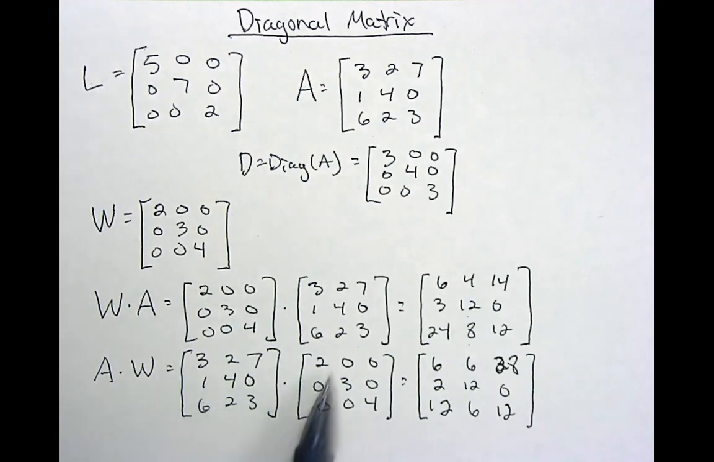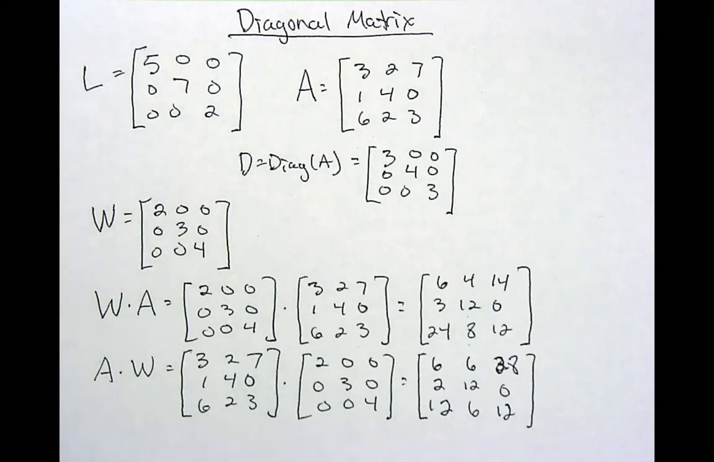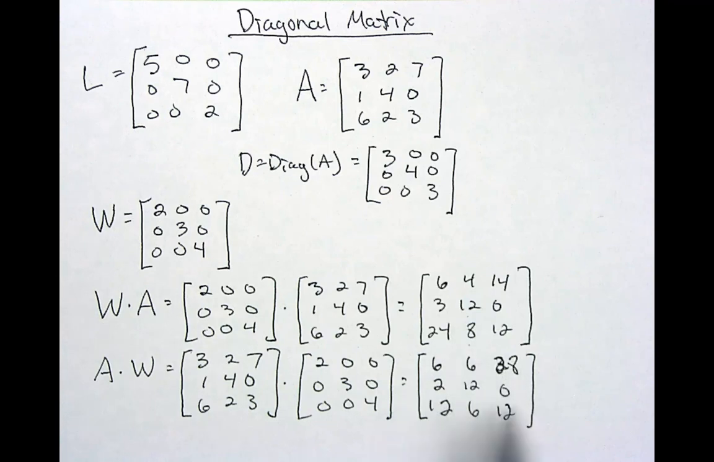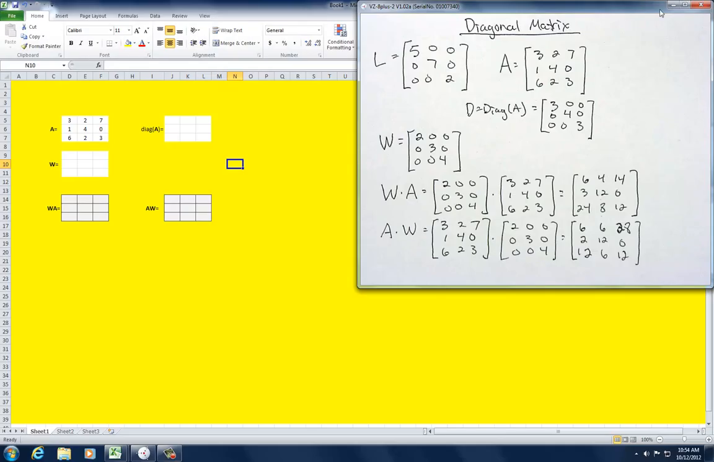So what we did, we have 2 times the first column, so 2 times 3 is 6, 2 times 1 is 2, and 2 times 6 is 12. We also tripled the second column and quadrupled the third column. So that's our A and W matrix. So once again, pre-multiplying will give you weighted rows, and post-multiplying will give you weighted columns. And we'll actually talk about the use for diagonal matrices in the next video. But first, let's go to Excel and demonstrate how to do this here.